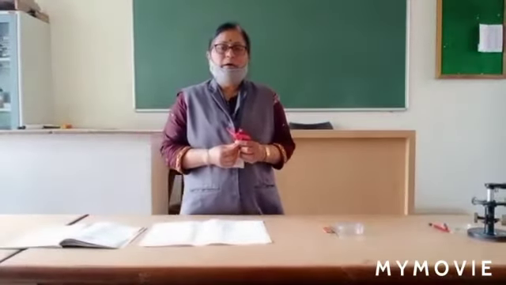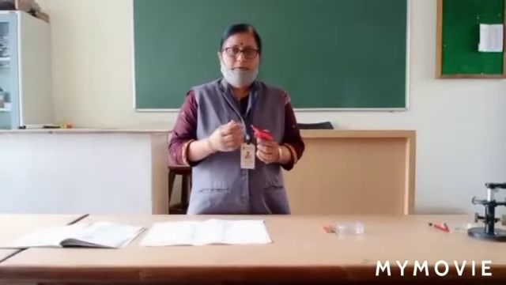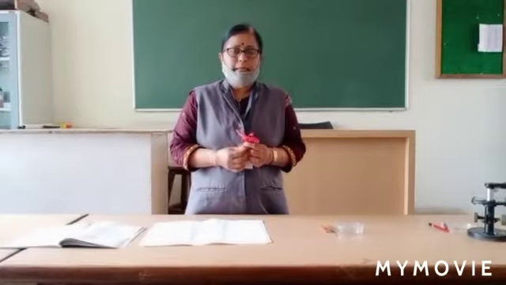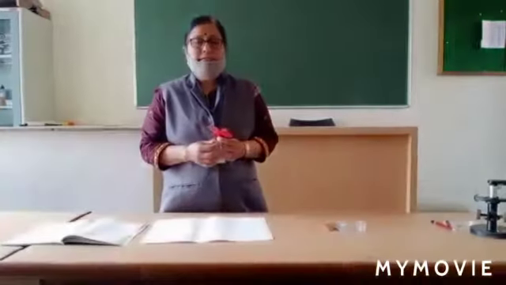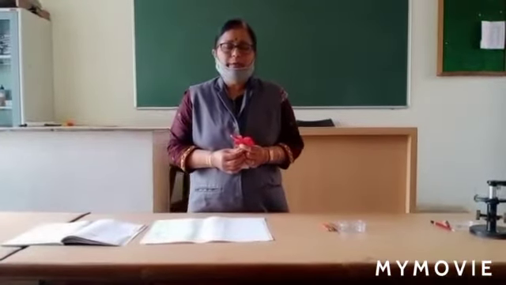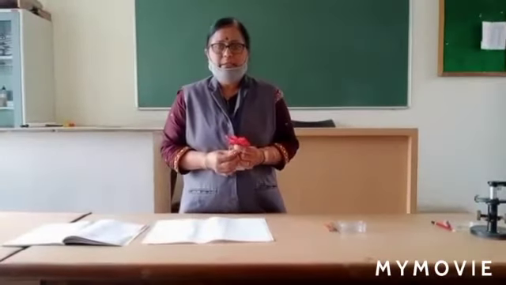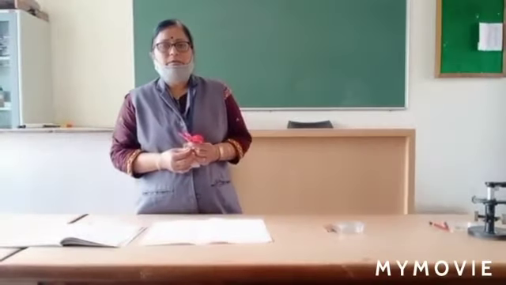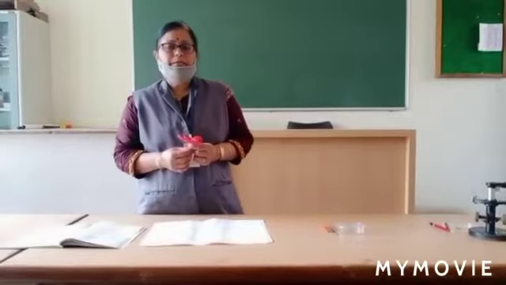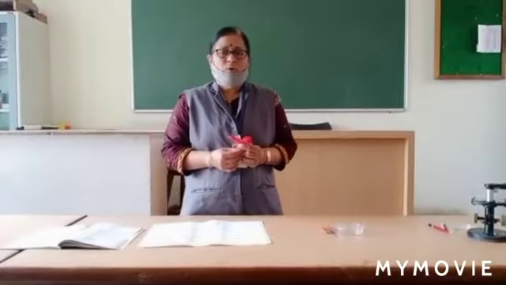Each flower has four whorls. The outermost is the calyx, whose leaves are called sepals. The next is the corolla, whose leaves are called petals. Then comes the male reproductive organ, that is the stamens. Then next is the gynoecium, the female reproductive whorl.